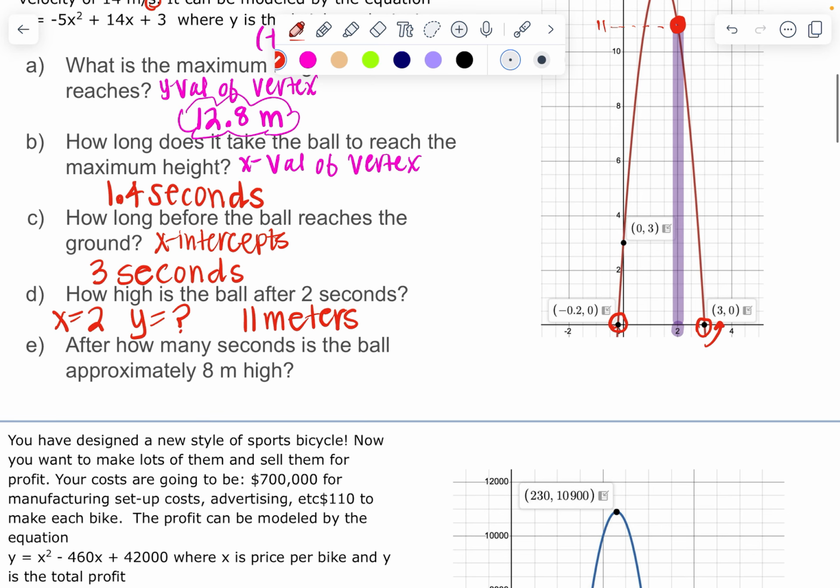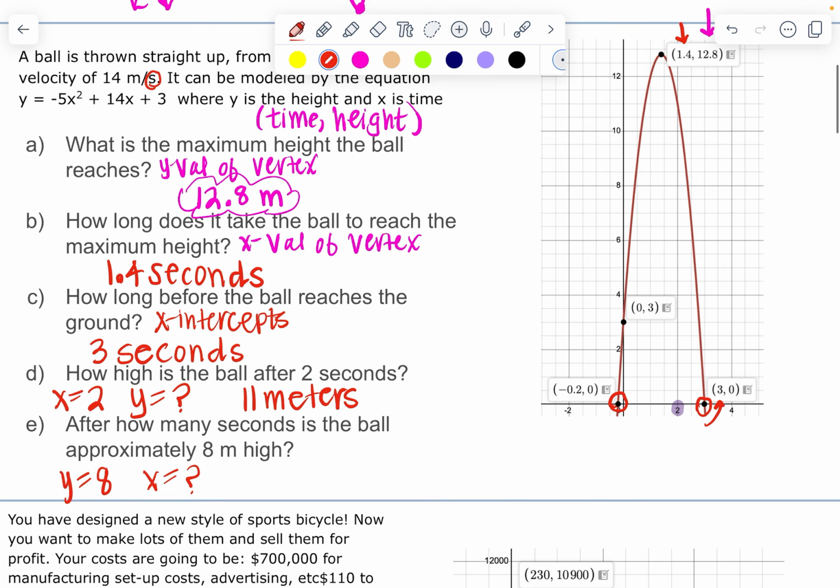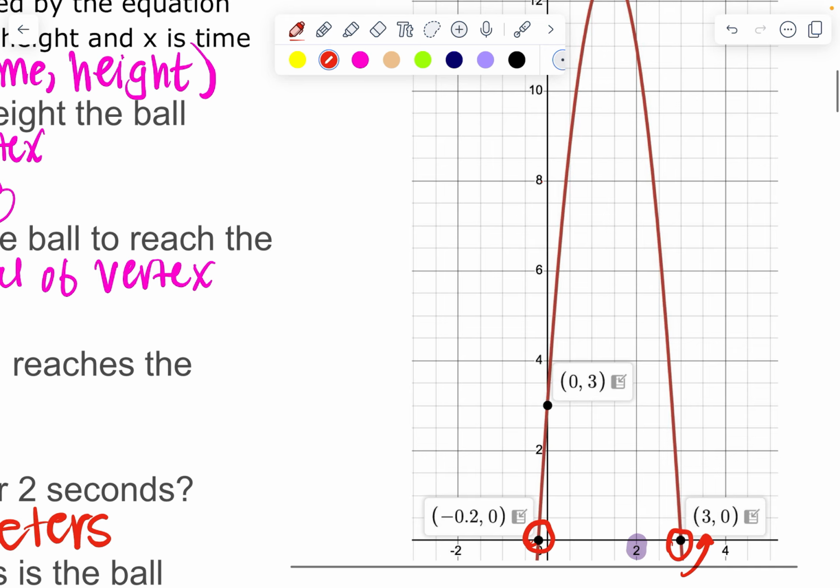And then the last one, approximately how many seconds is the ball 8 meters high? So they're telling me, since height is y, they're telling me y is 8. What is x? So I have to go to where y is 8. If you see there, it touches 2 different times. It touches my graph 2 different times.